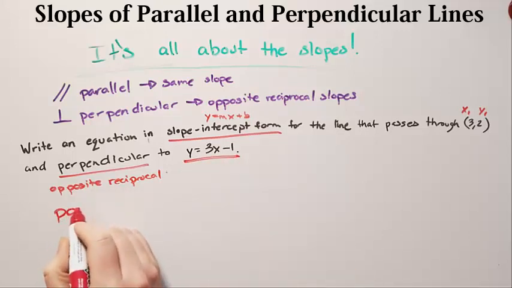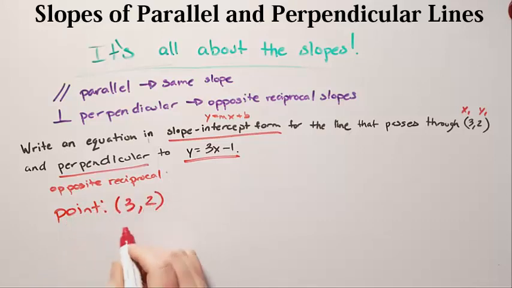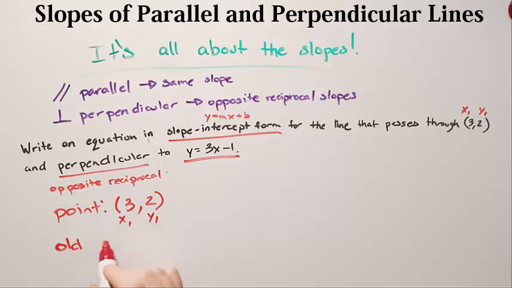So they gave us a point. They told us to use the point 3, 2. This is the x point. This is the y point. So I have an x, y coordinate point. But now I have to figure out a slope. They gave me an old slope. So the slope of the line they gave me was 3.